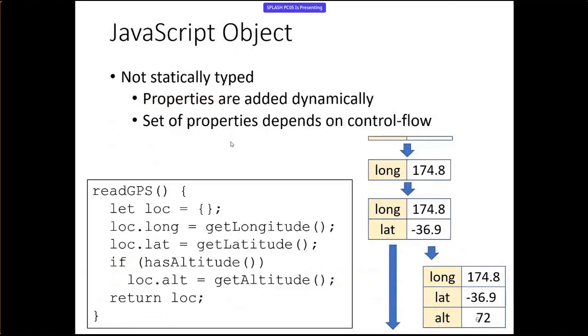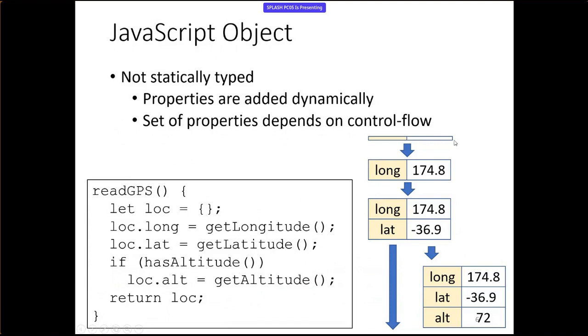Because JavaScript is a dynamically typed language, an object in JavaScript does not have a static type. So the properties of the object are added dynamically, and the set of properties depends on the control flow. For example, this function creates a location object here and adds properties from the values obtained from the GPS. So first it adds a longitude property, and then it adds a latitude property.